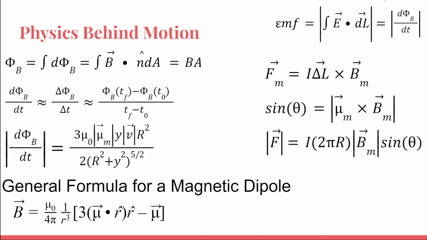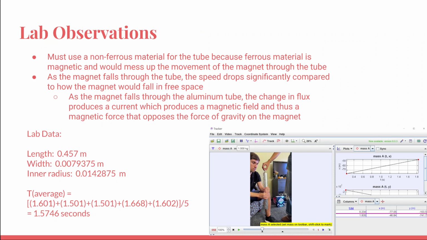To determine the direction of the induced current, you can use Lenz's law because nature will attempt to induce a current that opposes the change in flux. As the magnet moves through space, it will experience a magnetic force that will try to oppose the motion of the magnet. For our experiment, we took a magnet and dropped it through an aluminum tube to observe how Faraday's law affects the motion of the falling magnet. The idea is that the magnet will fall much slower through the tube due to the magnetic force that opposes the changing flux in the tube. The tube had to be non-ferrous because ferrous material would be attracted to the magnet and mess up the experiment.